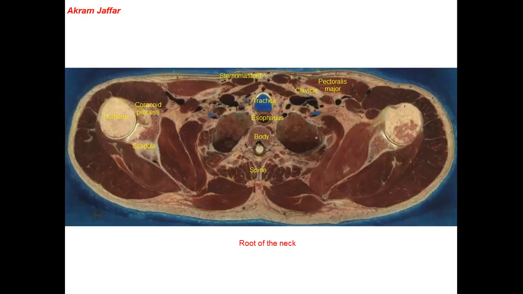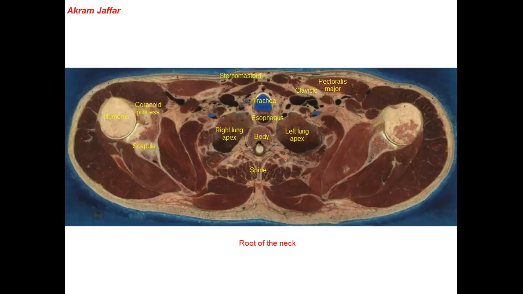At the root of the neck, we can see the apex of the lung. So this is the field of the apex of the left lung, and this is the field of the apex of the right lung, because the lung extends about 2 to 4 centimeters above the medial end of the clavicle, but it does not extend above the head of the first rib.